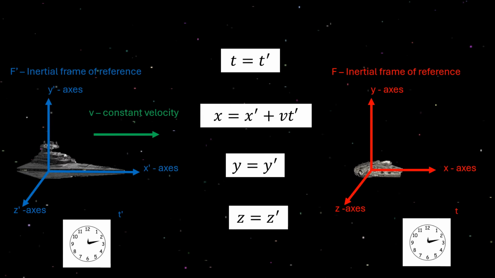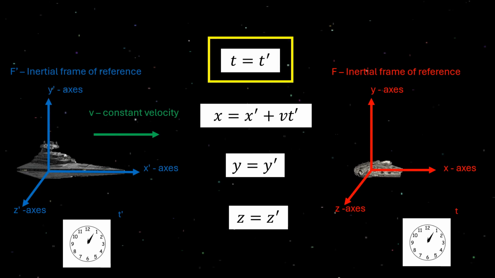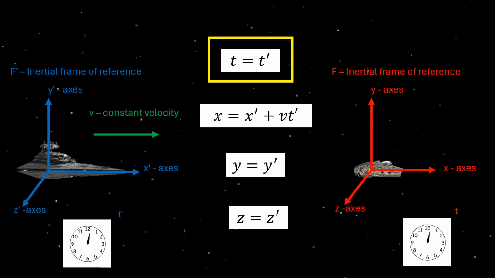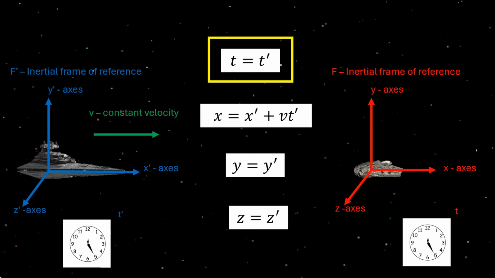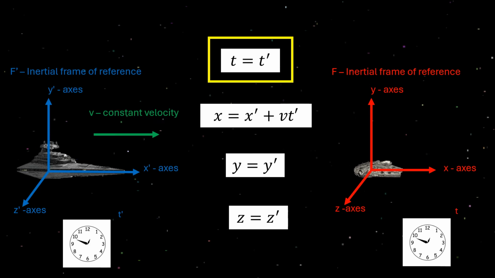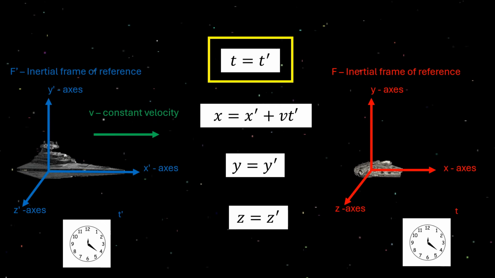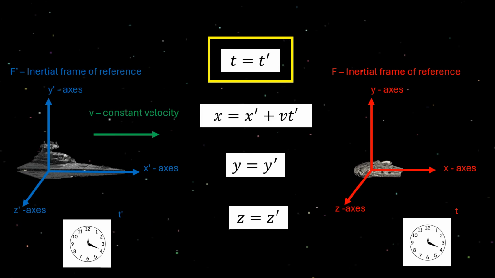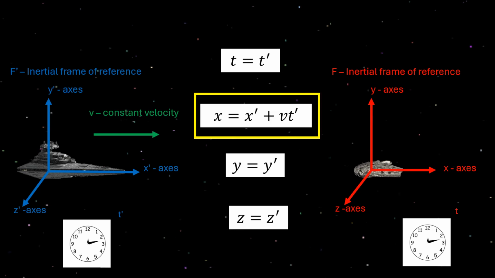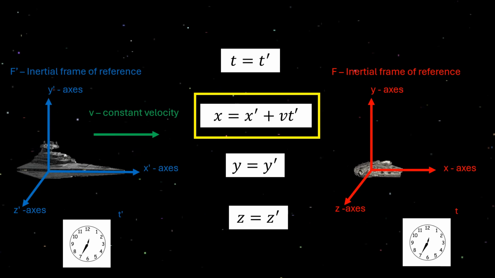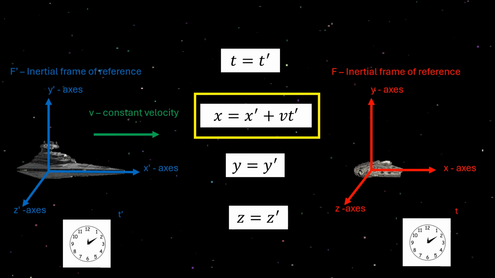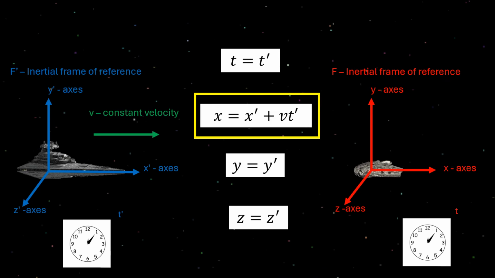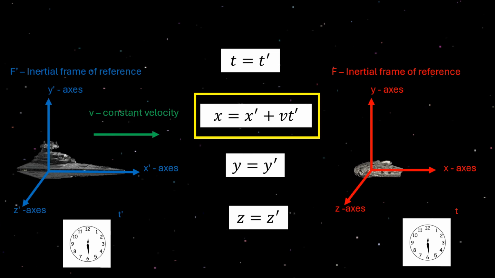So, here are our equations. 1. The time coordinate in the Millennium Falcon's frame, t, is exactly the same as in the Star Destroyer's frame, t'. We can relate these two different time measurements by the equation t = t'. 2. The x-coordinate in the Falcon's frame is labeled x, where x' is the coordinate in the Star Destroyer's frame plus the product of the velocity v and the time t'.